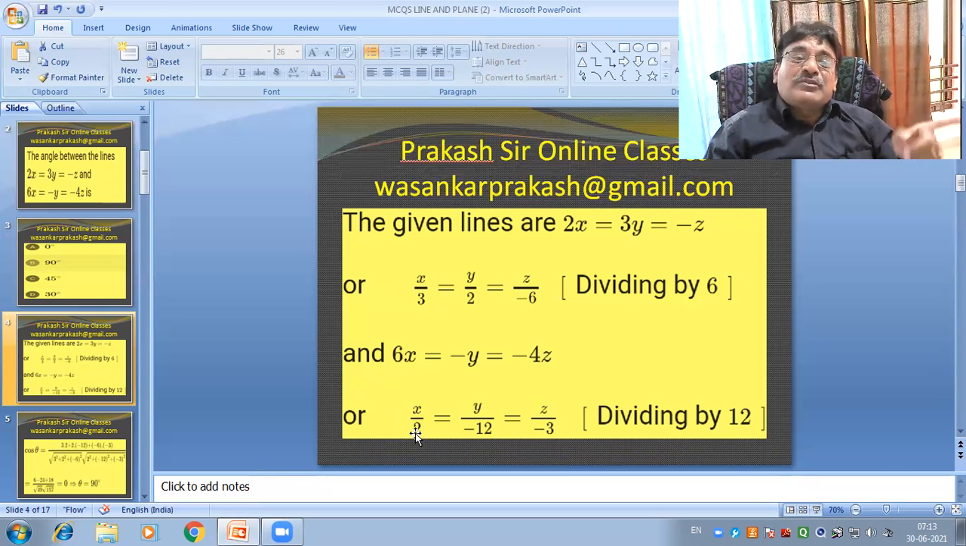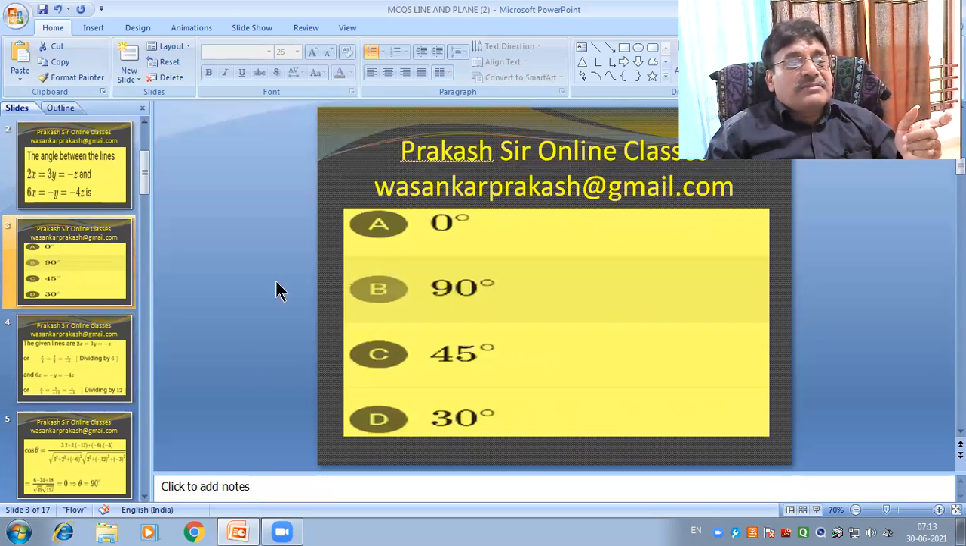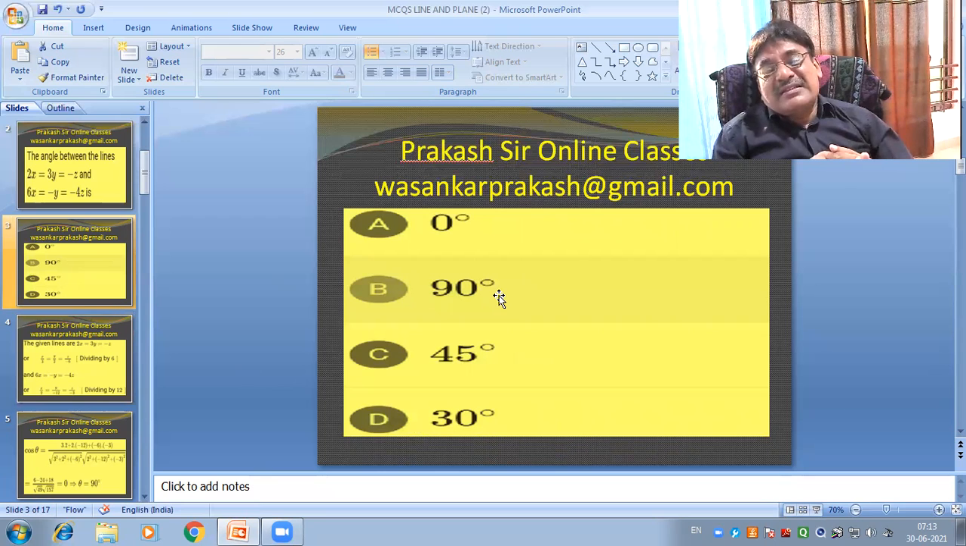That is, here A1 A2 plus B1 B2 plus C1 C2 equals 0. Therefore the given lines are perpendicular. Therefore the angle between them is 90 degrees. This is the trick, that is the shortcut method to solve multiple choice questions. Therefore, here B is the correct option. In this way, we solve the first multiple choice question.